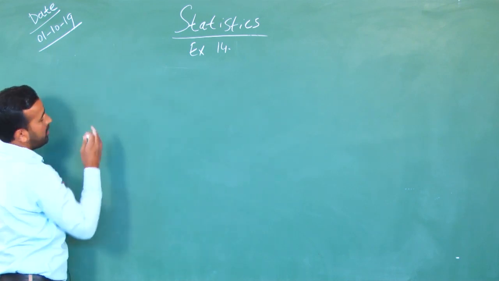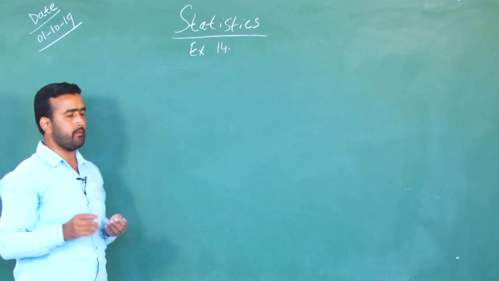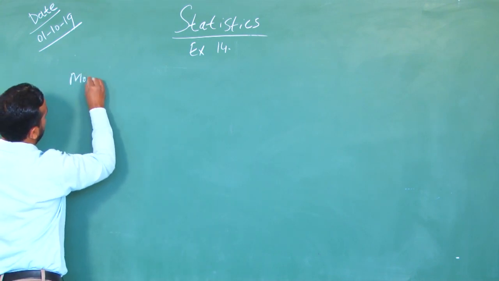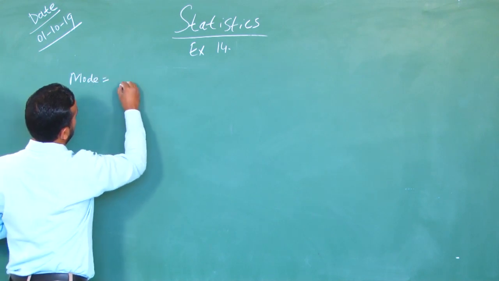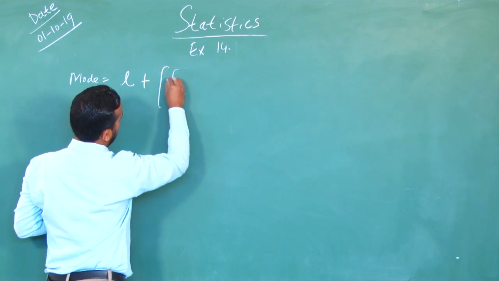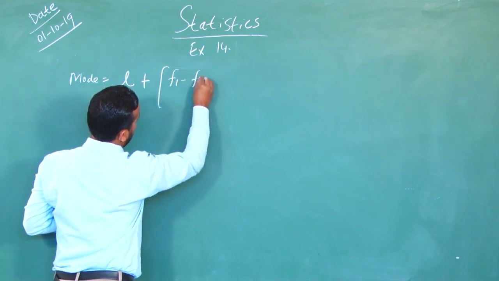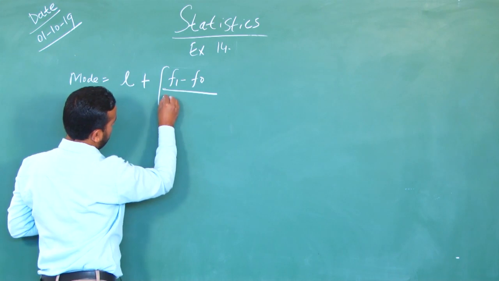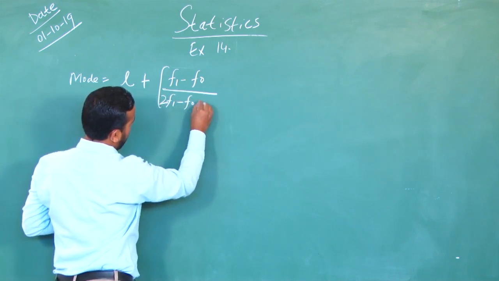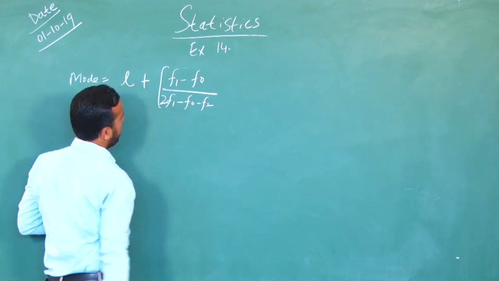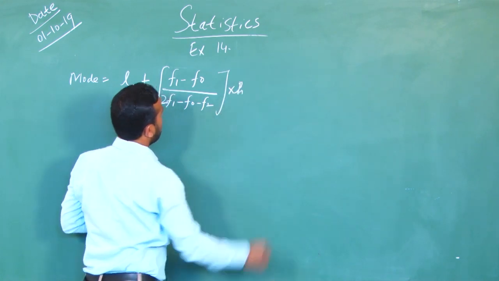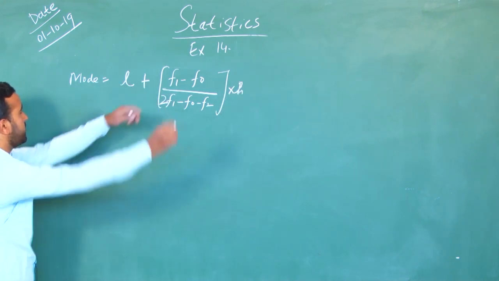What is the mathematical formula to calculate the mode of the given data? Let us see. The mode is equal to L plus (F1 minus F0) divided by (2 times F1 minus F0 minus F2), multiplied by H. And what are the different parameters here? L.